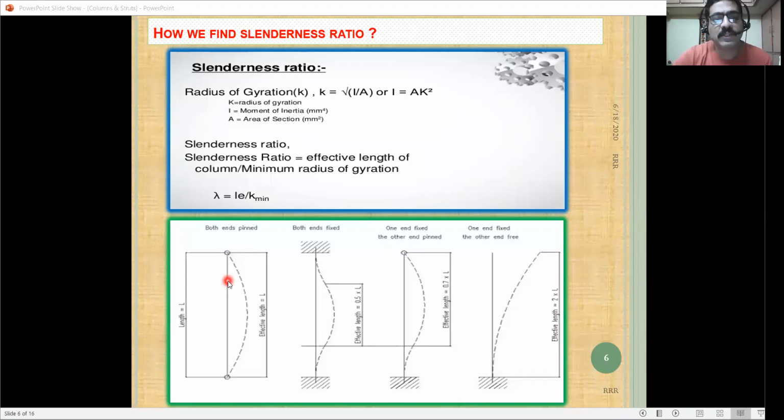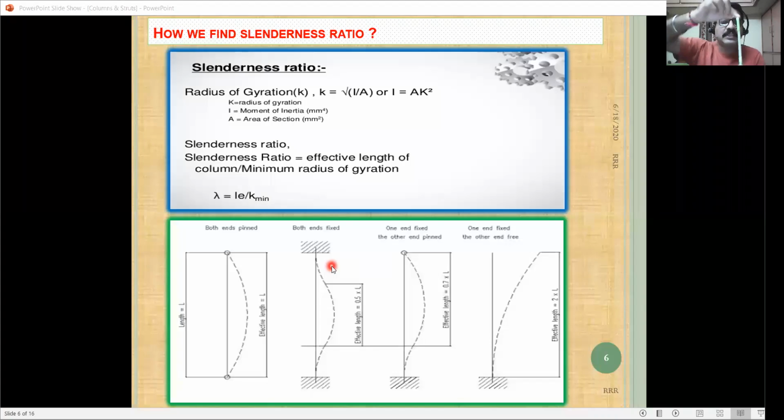Suppose, in the second case, we consider both ends fixed. So what is the difference between fixity and pinned? We already know this, and I have explained it many times. Fixity is nothing but the support will not move in the horizontal or vertical direction, and it is also not able to rotate. That we call fixity.